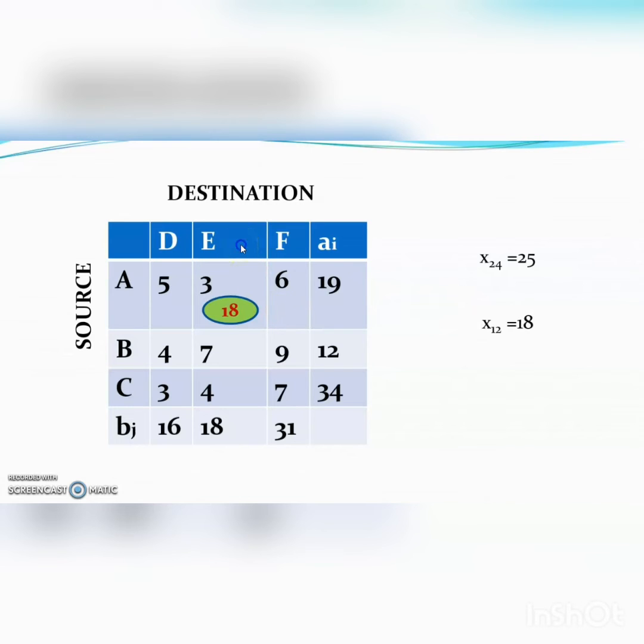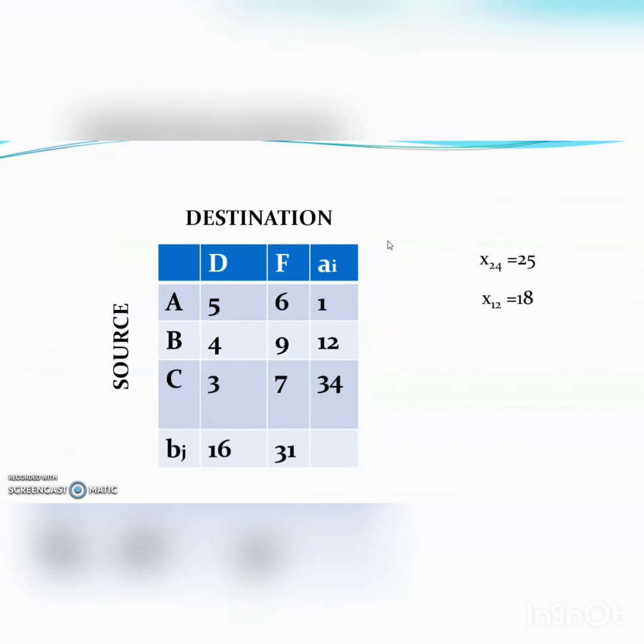We see that the requirement of the destination E is fulfilled and the availability at the source A is reduced by 1. So, the requirement of the destination E is exhausted. So, we discard the column E and we get the reduced matrix with 3 sources and 2 destinations.